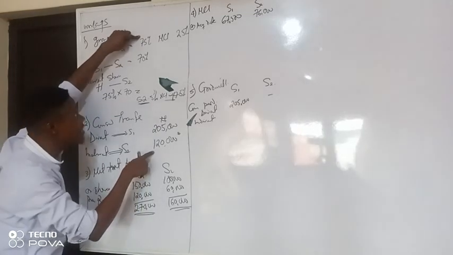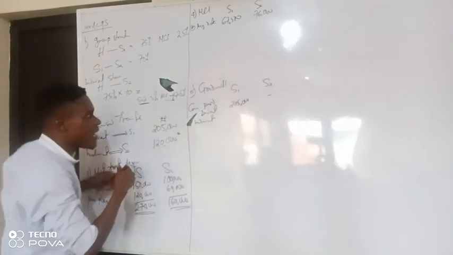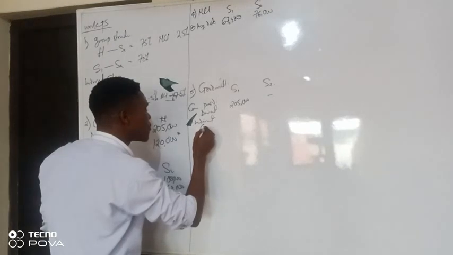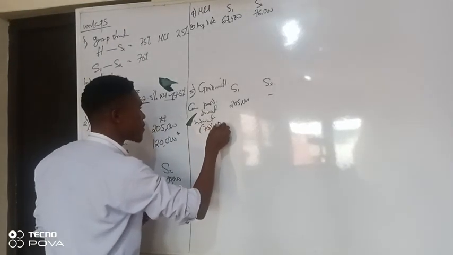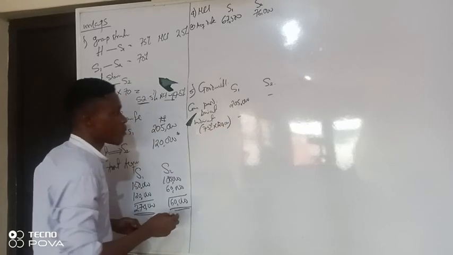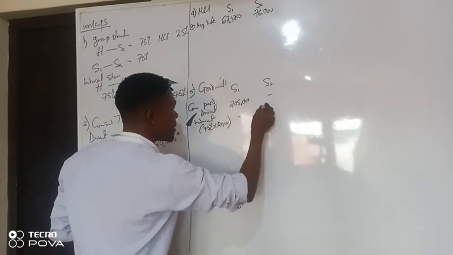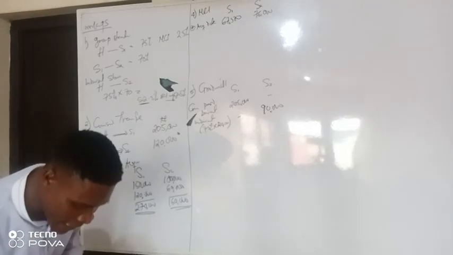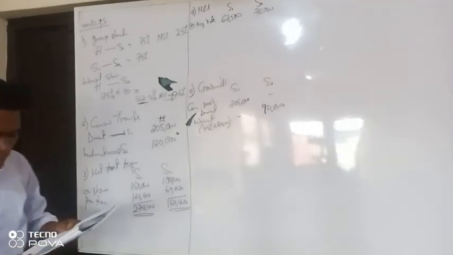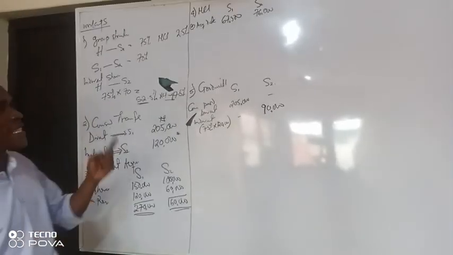Out of 120, the parent has how many now? 75%. So the indirect now will not do 75% multiplied by 120,000. You get 90,000, right? Now, out of that 90,000, how much belongs to NCI?